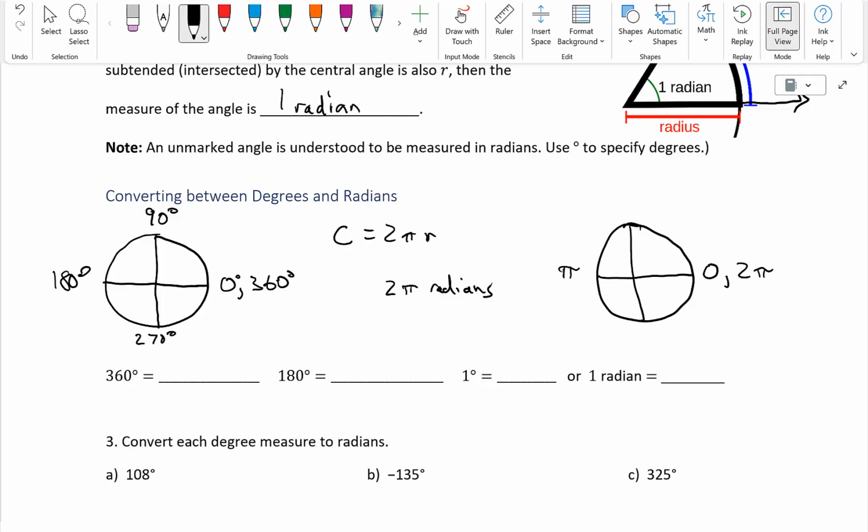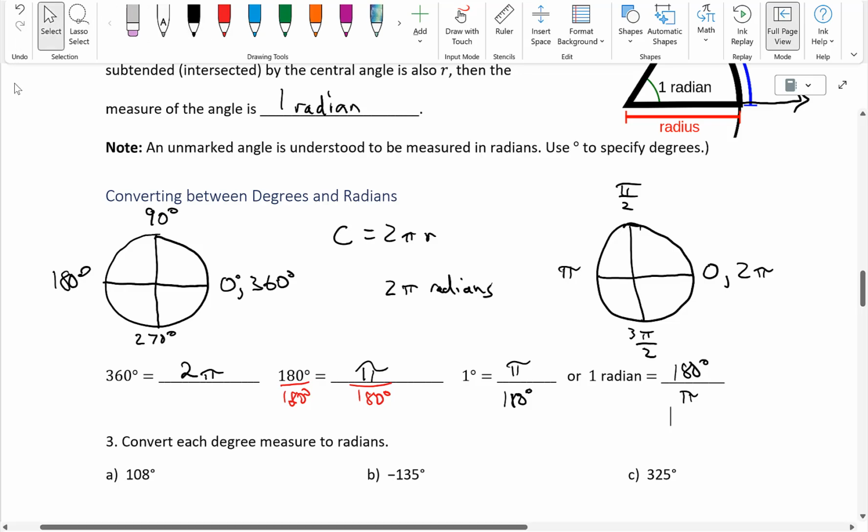So halfway would be pi. Half of that is pi over 2, and then 3 pi over 2 at the bottom. So that whole circle, 360 degrees, is the same as 2 pi radians. Halfway around then, 180 degrees is the same as pi radians. And if we divide those both by 180 degrees, we get one of our conversion factors. 1 degree is the same as pi over 180 radians, or 1 radian is the same as 180 degrees over pi. All right, so we'll use those two to convert for us.